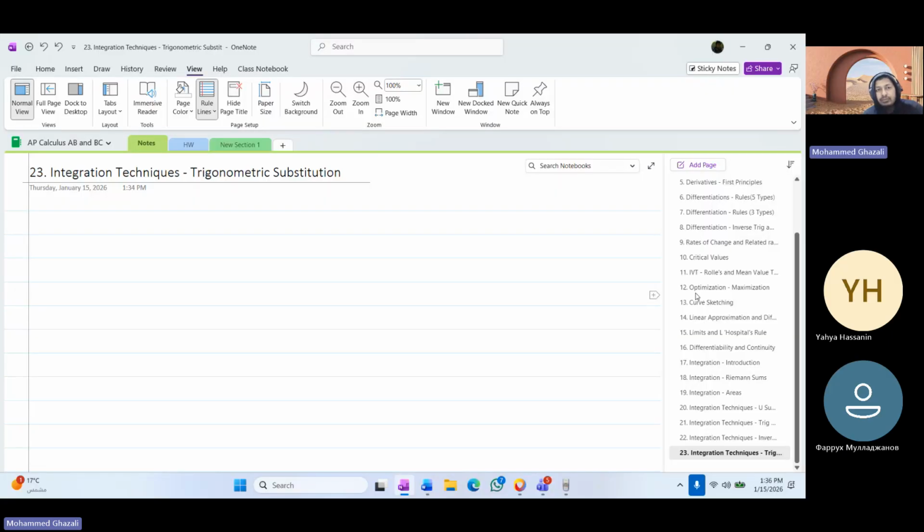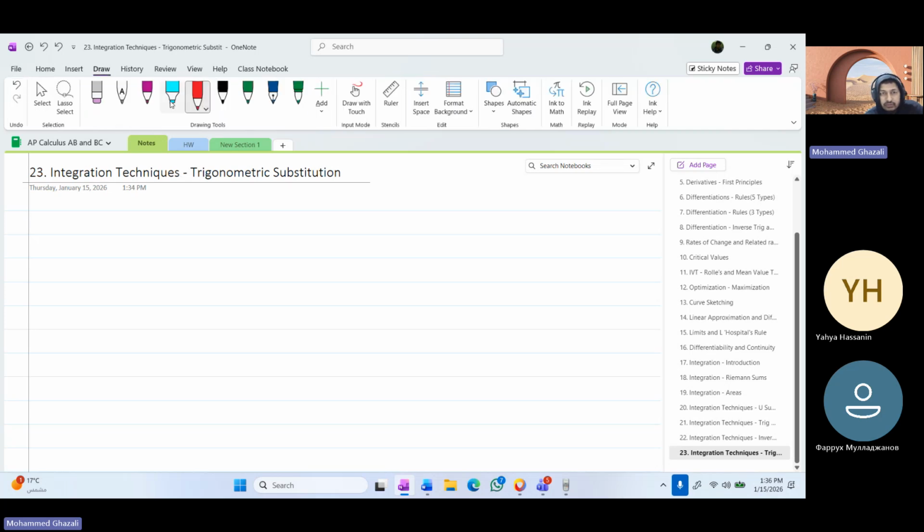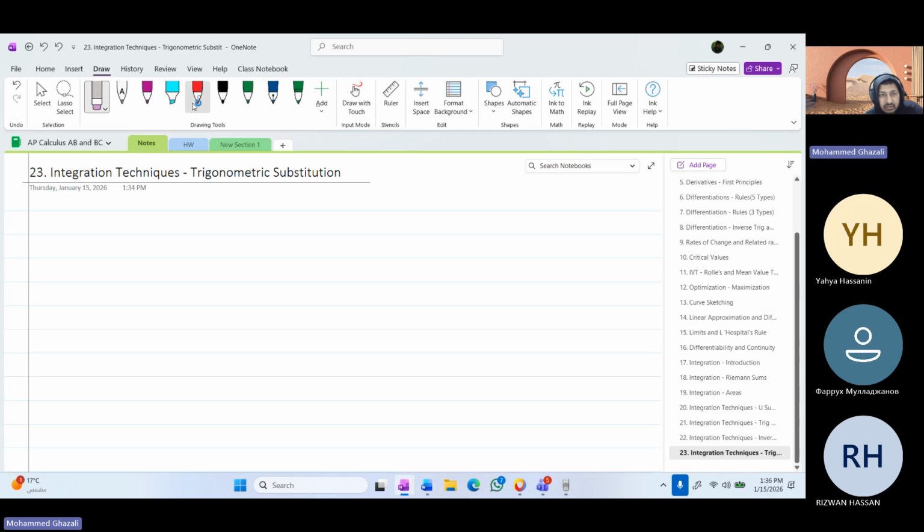Integration techniques, which is the last part for BC calculus, which is trigonometric substitution. Now, when we're doing trigonometric substitution, we have to substitute a trig function into 3 different forms. So you need to identify the forms of the integral. Let's look at what the form of the integral should be, what substitution to use, and what identity to be used to simplify the integral.